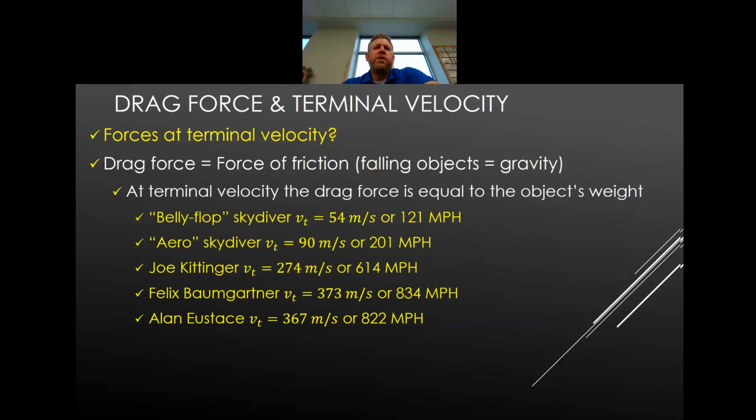Okay, a belly flop skydiver, so both arms, both legs sticking out, stomach towards the ground. You're going to get to about 121 miles an hour once you hit terminal velocity, where you can't speed up anymore. Aero skydiver, think of like a pencil dive, so everything's tight, but your nose is facing down towards the ground. That's going to get you up to 201 miles an hour.